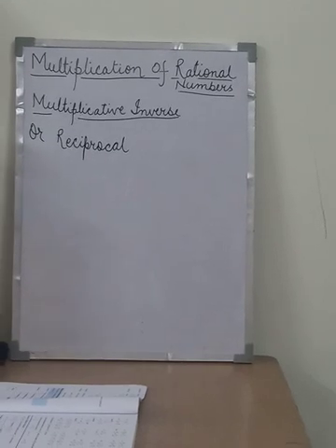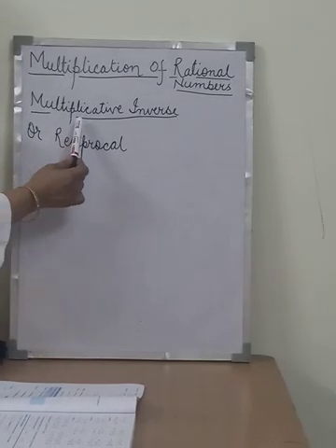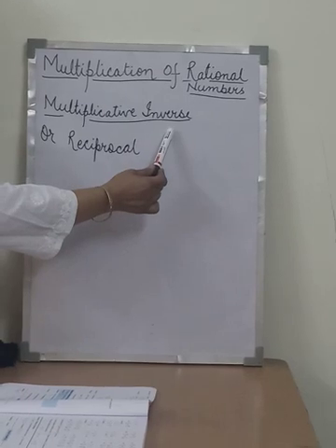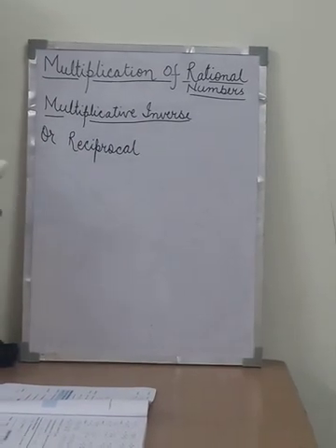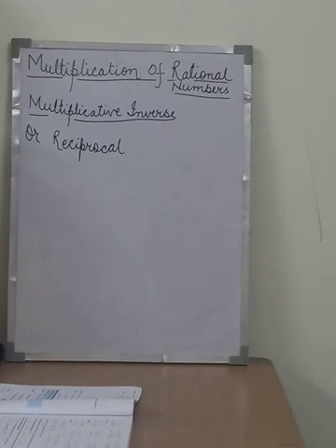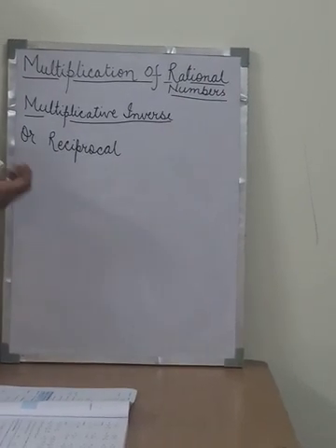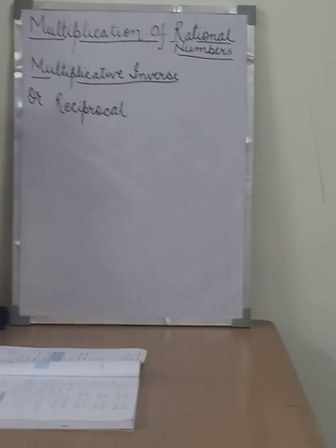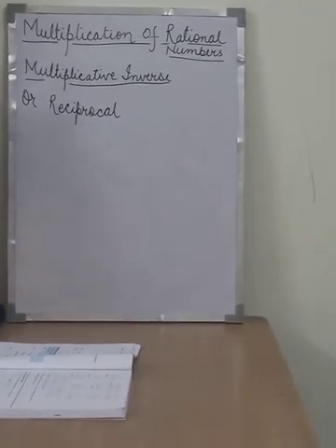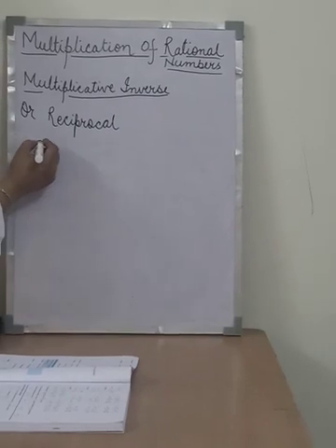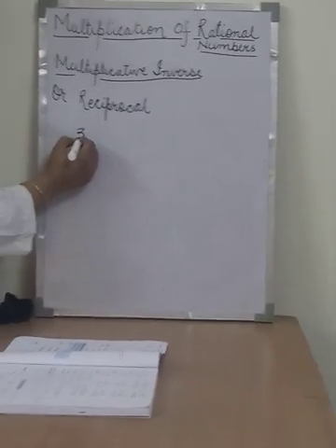Before I start with multiplication, first we will discuss multiplicative inverse. As I told you about additive inverse, now today I am going to tell you about multiplicative inverse. Multiplicative inverse is the inverse of the multiplication. That means we are talking about a reciprocal. Suppose we are given a rational number 3/2.